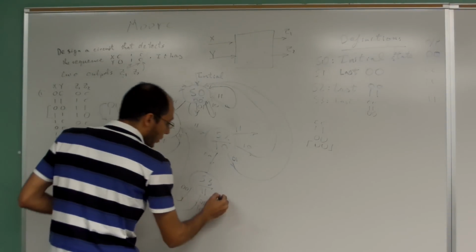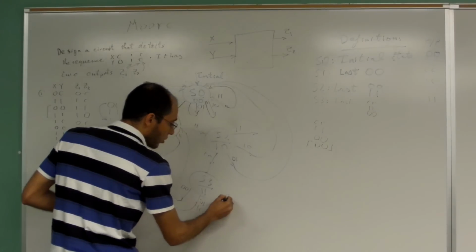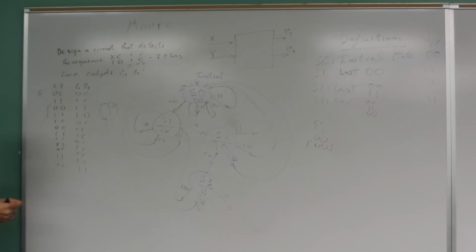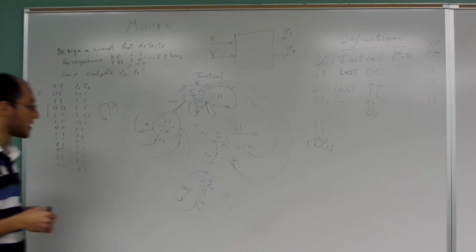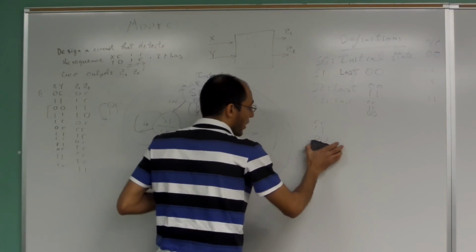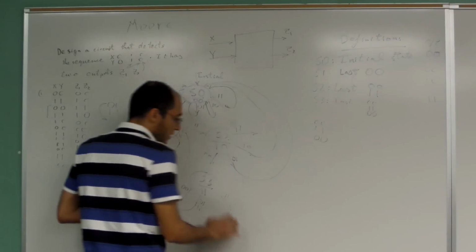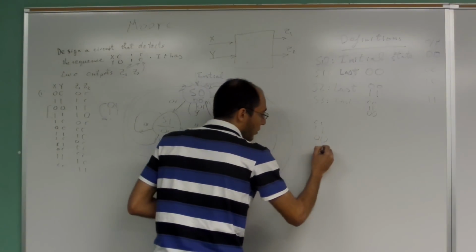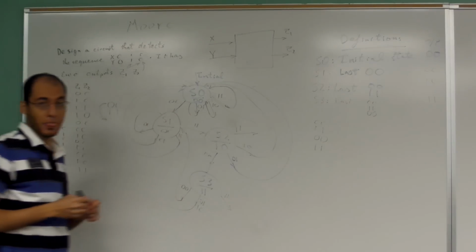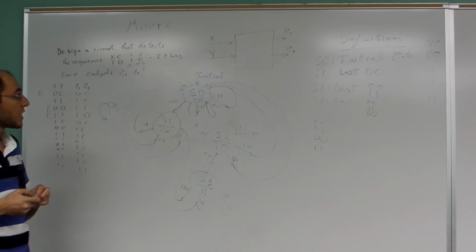But if it is a 1, 1, where do I go if I receive the 1, 1? What is the sequence that I have received so far when I would be at state S3? 0, 0, 0, 1, 1, 0, 0. Receiving 1, 1 means that there is a 1, 1 here. And this represents what?